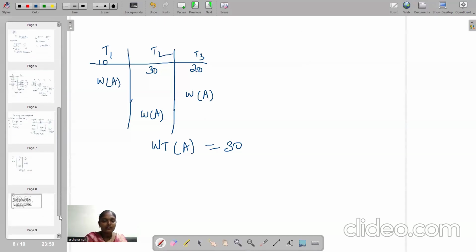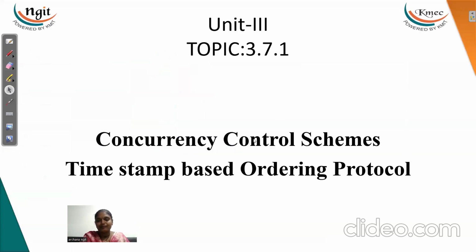Let us look at the rules which have to be followed for the timestamp protocol.